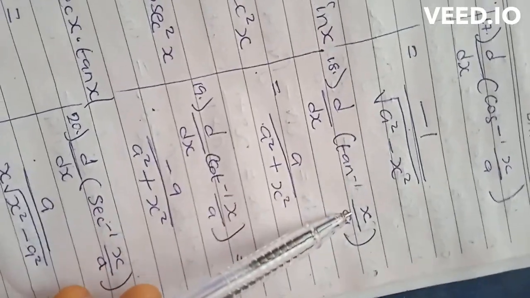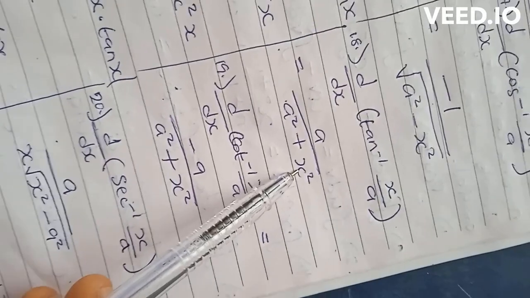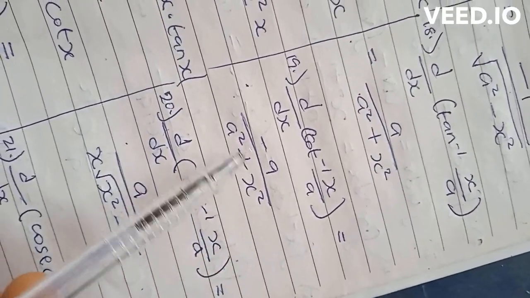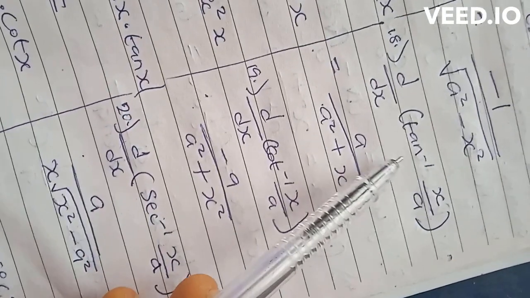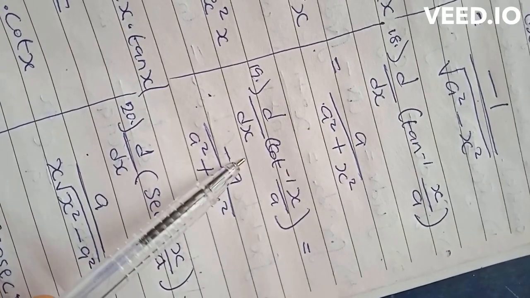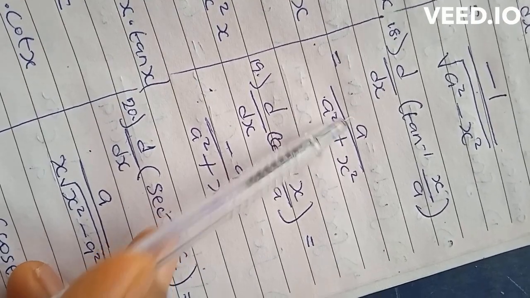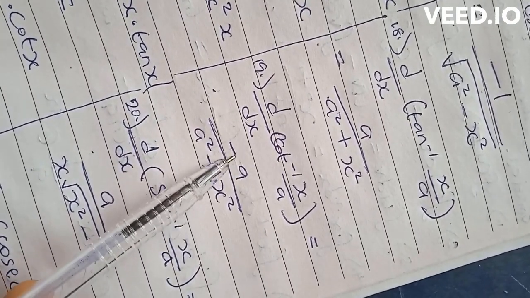Differentiating tan inverse of x over a will give you a all over a squared plus x squared. Differentiating cot inverse of x over a will give you minus a all over a squared plus x squared. And remember, differentiating tan inverse and cot inverse of x over a will give you the same result. The only difference is the sign: in tan inverse you have positive, and in cot inverse you have minus, which is negative, as the numerator.